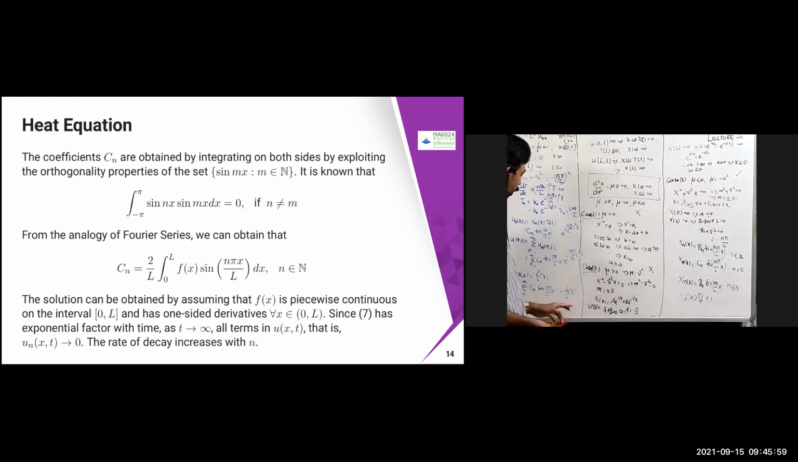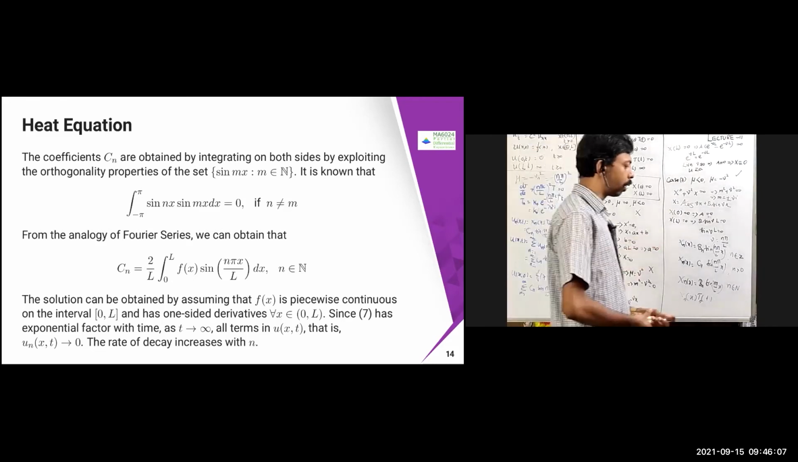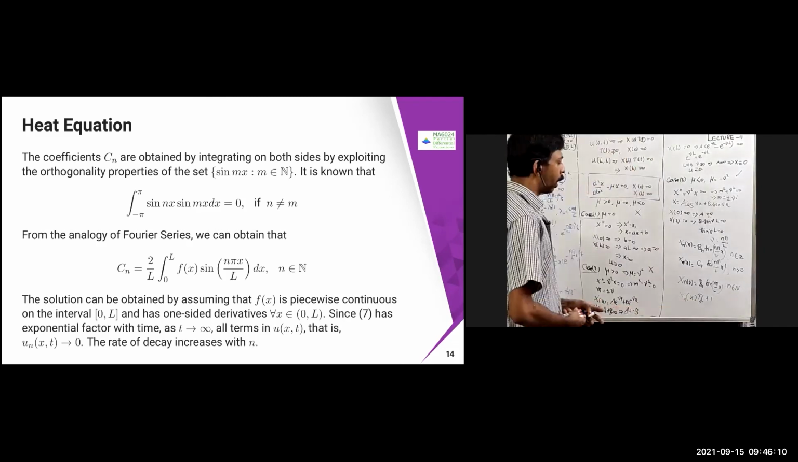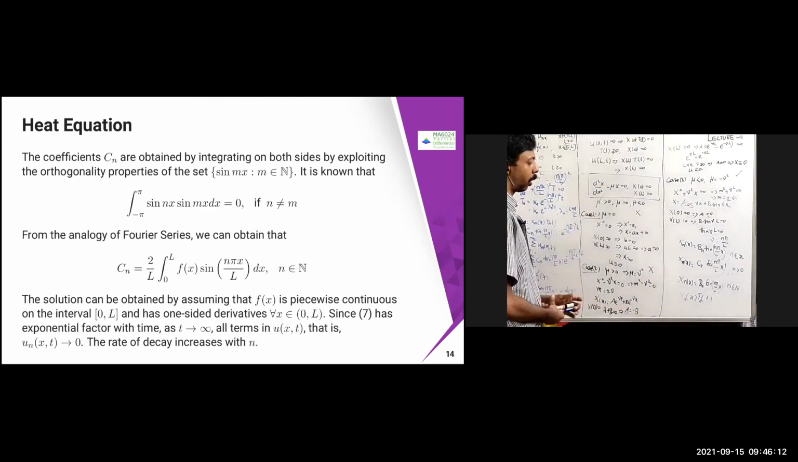Then you are going to get that. And simplify this, then you are going to get this. Okay, so the solution for this problem, the Cn, the Fourier series, can be obtained by assuming f of x is piecewise continuous. If it is piecewise continuous, that means you have one-sided derivatives, then you can obtain the solution.